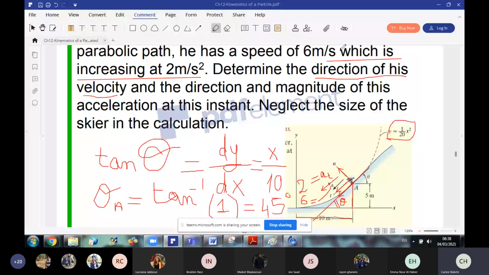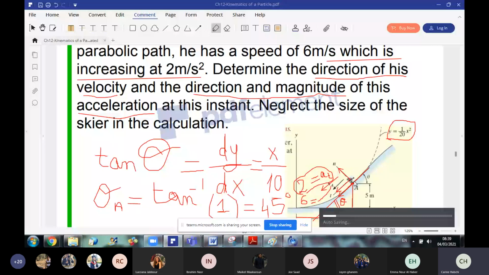Now, the second question is to determine the direction and magnitude of acceleration. Whenever I have curved motion, I should pay attention that my acceleration will be divided into two components, one along UT, one along UN. Already I know AT, so the component along UT is already known. AT equals 2. I still need to find the component along AN.